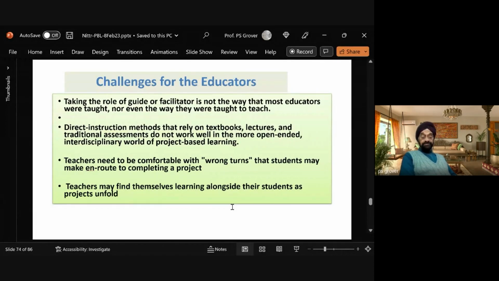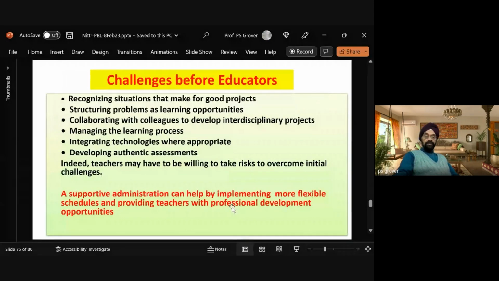Please see here, mistakes will happen, and we have to understand the mistakes. Then you have to find out what is the learning from a mistake. Teachers may find themselves learning alongside their students as projects unfold. They are learning with students also. Challenge for teachers: recognize situations that make for good projects. Selecting good projects is a challenge.